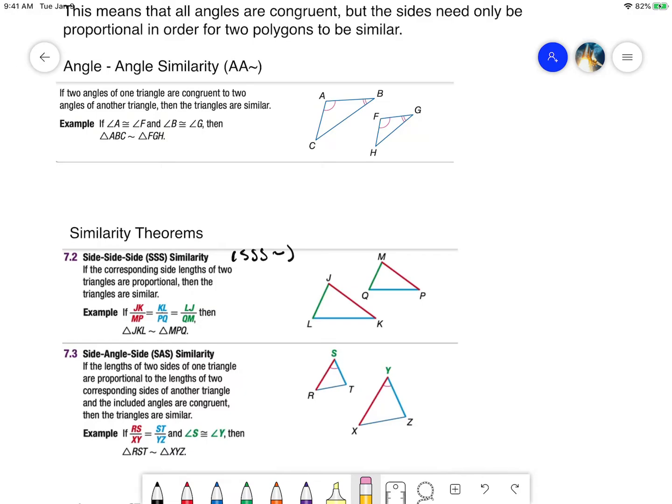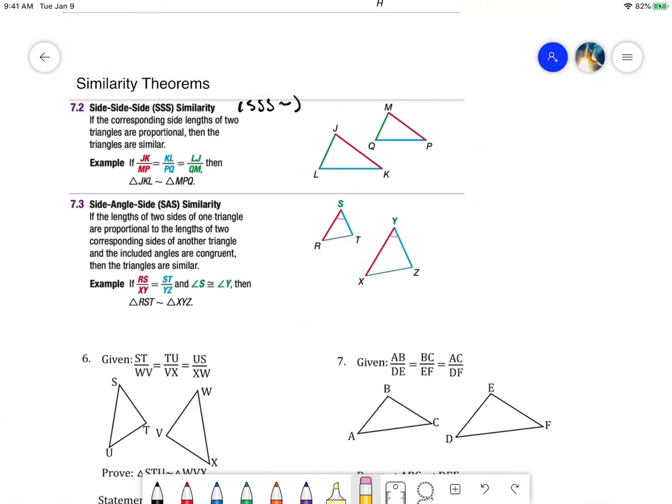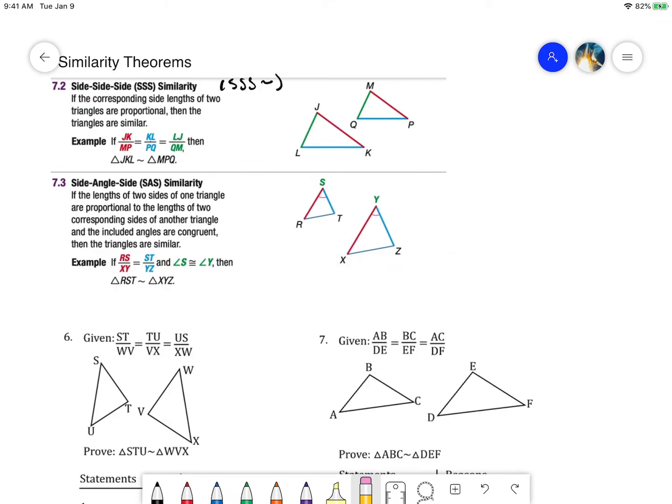All right, so again, two different theorems. We're going to do some proofs first, and then we'll do some algebra in just a minute. I'm going to move this up a little bit more. Again, you will have these available. For the symbol we use, not to be confused with the congruence statement, we just add a little similarity symbol afterwards. So we have side, side, side and side-angle-side similarity.